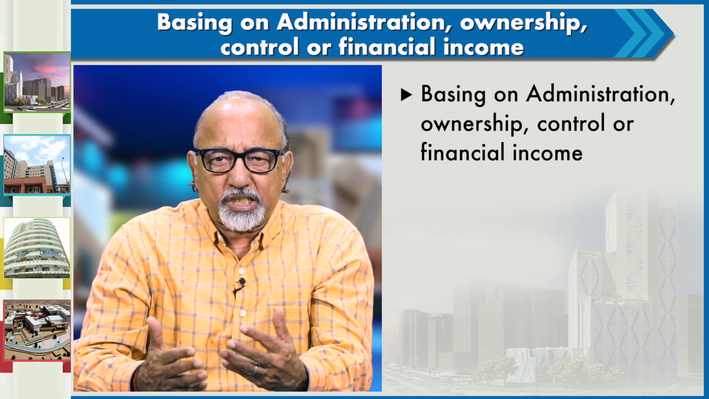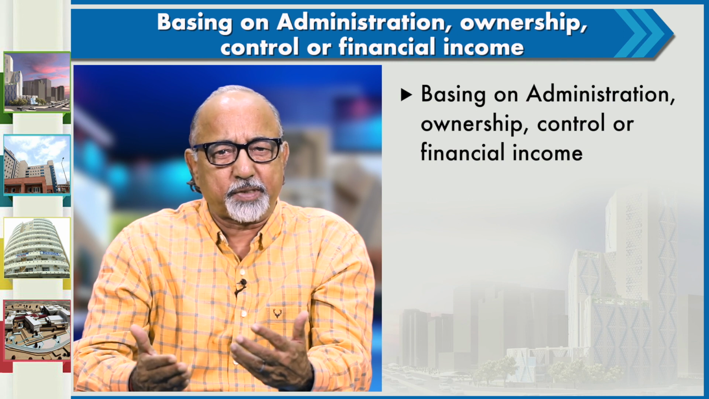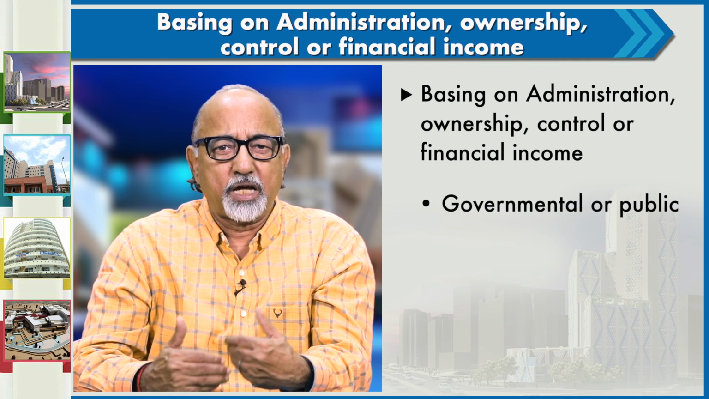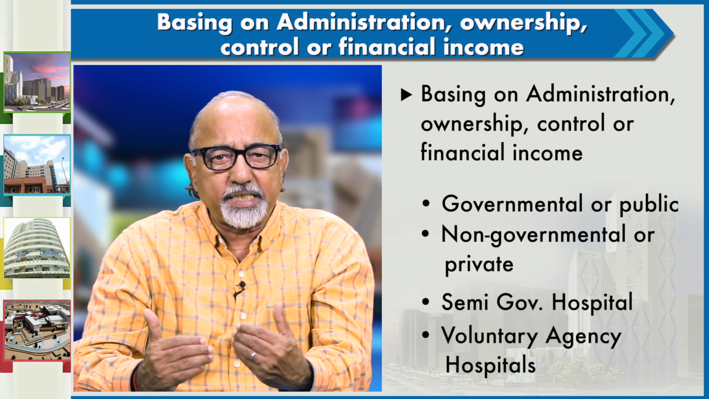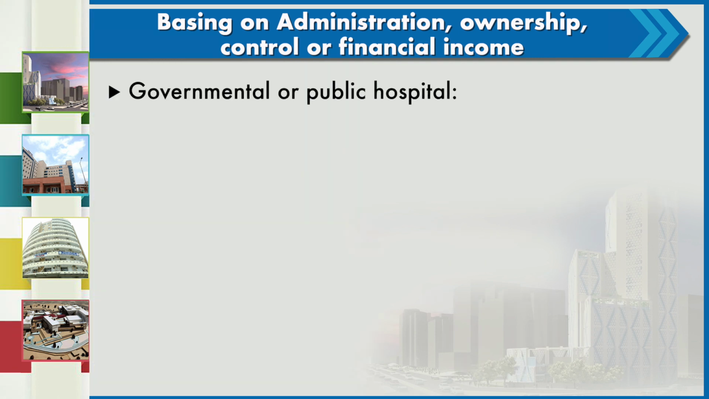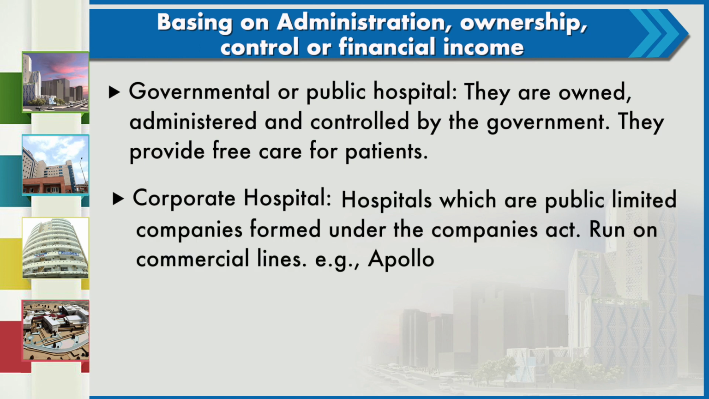Then based on administration, ownership, control or the financial income, we could classify hospitals as government or public hospitals, non-governmental or private hospitals, semi-government hospitals, and voluntary agency hospitals. Government or public hospitals are owned, administered and controlled by the government and they provide services to the people. Corporate hospitals are the ones in which companies or the public put in their money under the Companies Act and they run on commercial lines, like the Apollo group of hospitals.